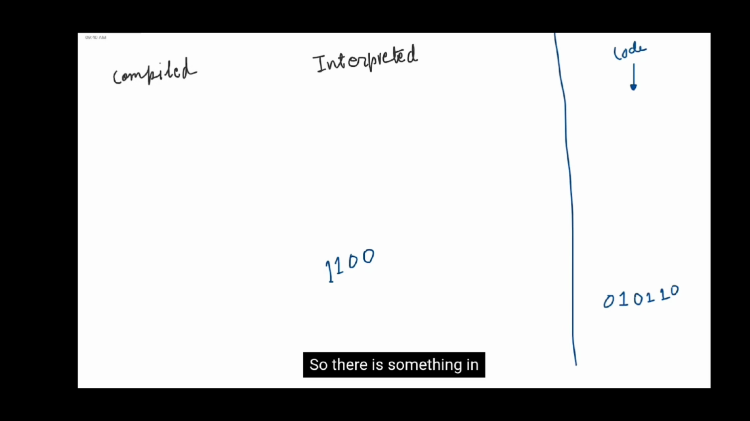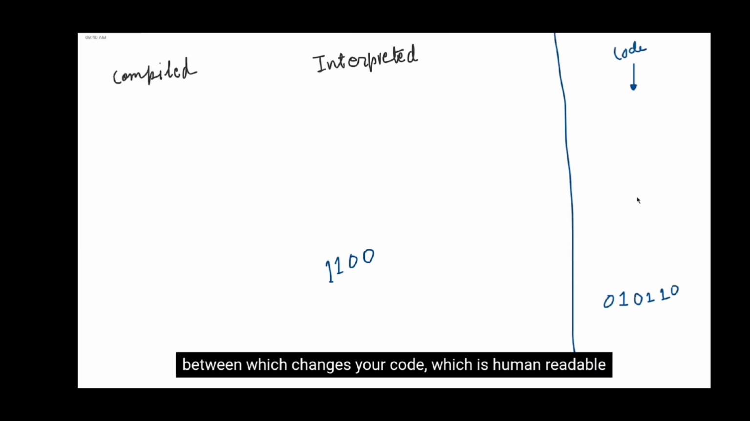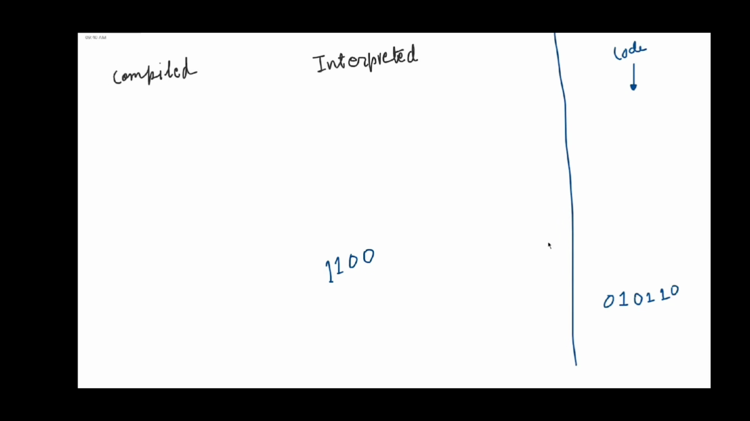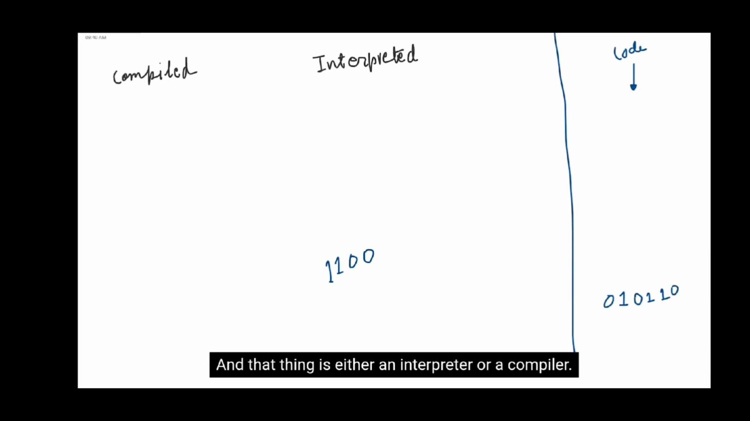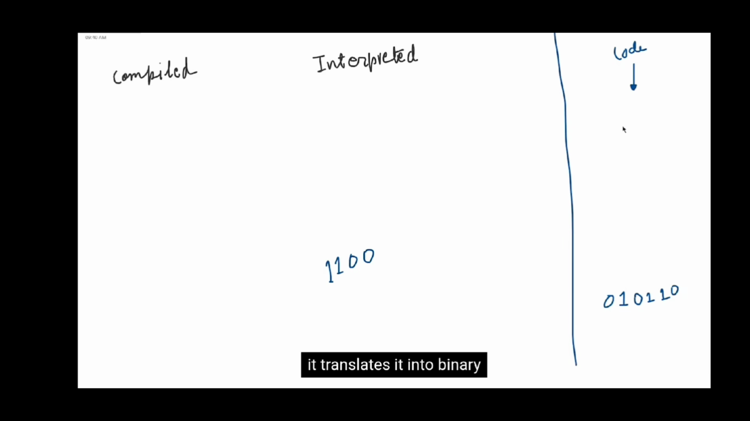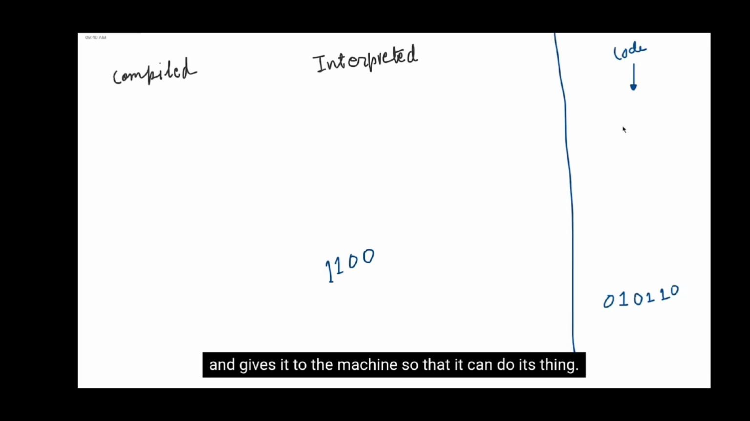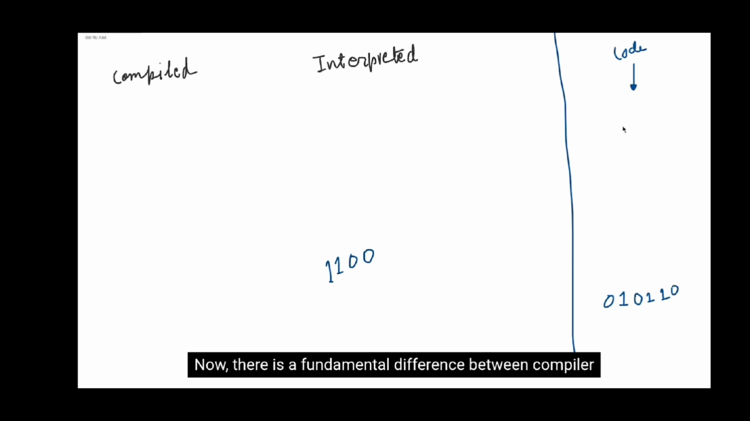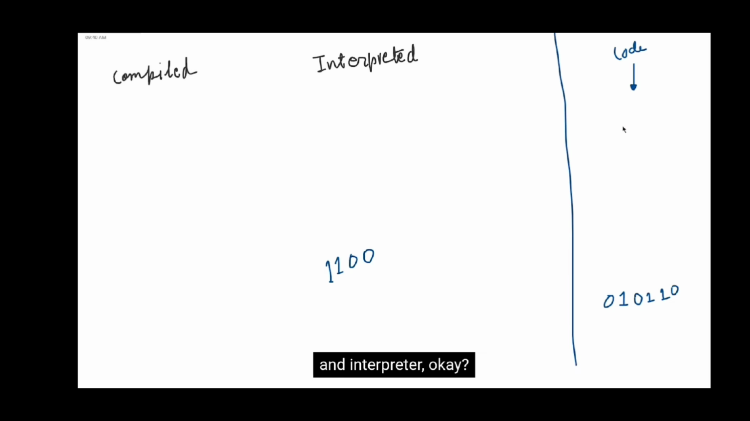So there is something in between which changes your code, which is human readable, to something which is machine readable. And that thing is either an interpreter or a compiler. An interpreter or a compiler takes your code, translates it into binary and gives it to the machine so that it can do its thing. Now there is a fundamental difference between a compiler and an interpreter.